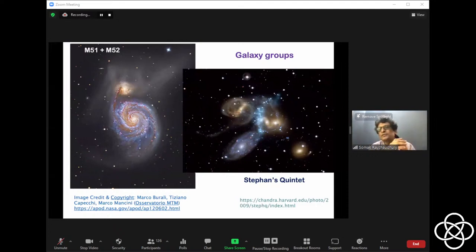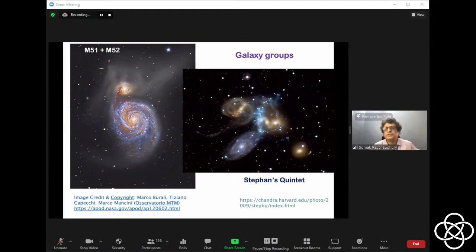Actually, four of those five galaxies are together. Another one is in the foreground. This nice galaxy is in the foreground. It doesn't belong to the group. Even though it's called a quintet, we now know that one of them is not part of the system. It's in the foreground, but these four galaxies are interacting very closely with each other. Right? So that's the example of a group.